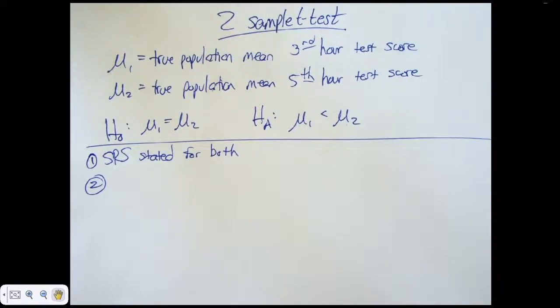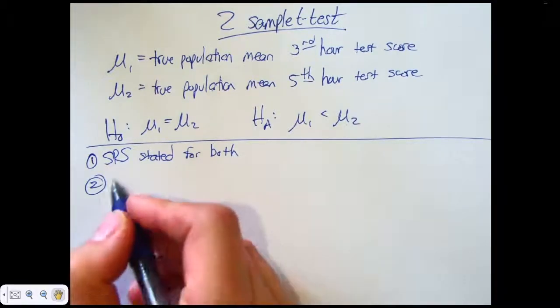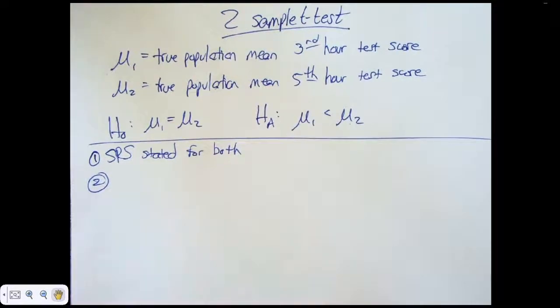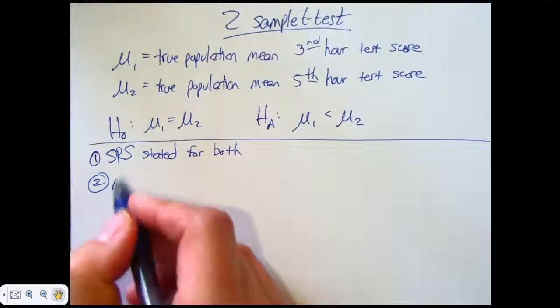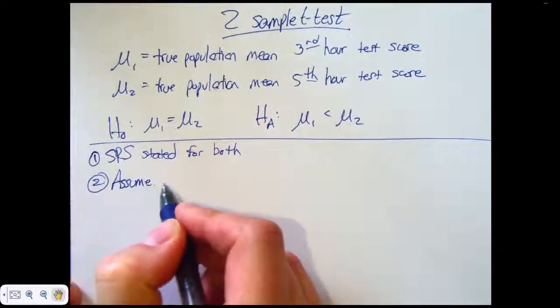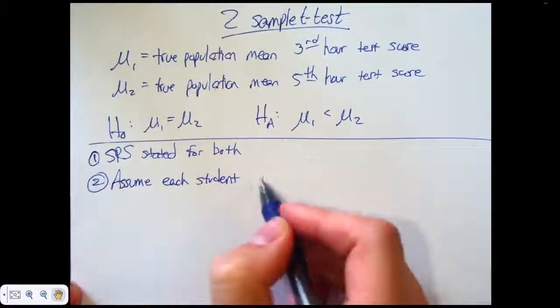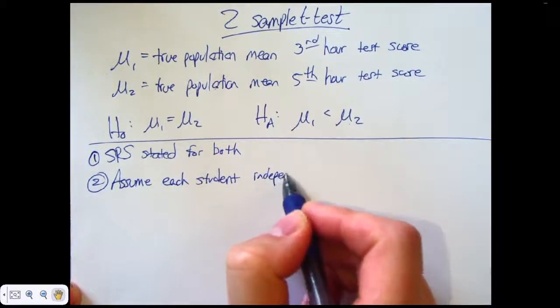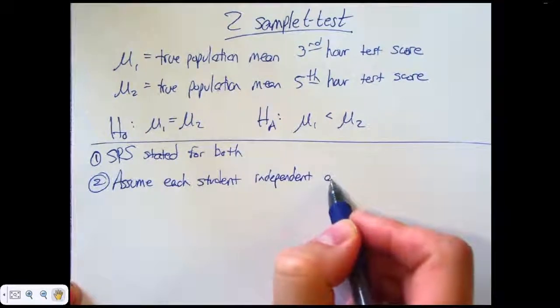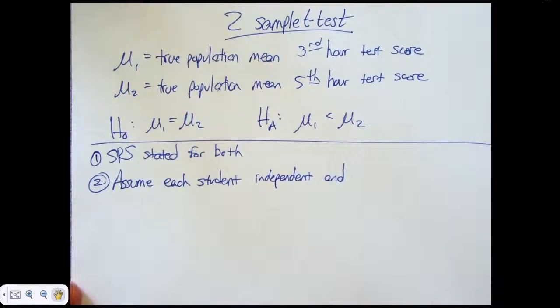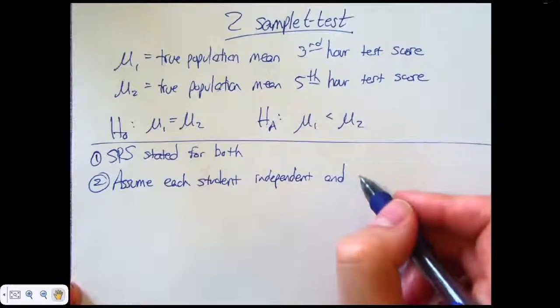And then I got to do independence and I got to do t-distribution. Doesn't really matter which is next, but let's do independence next. Are there really 300 people in my 3rd hour? No, so technically I shouldn't be doing the 10% thing, and I would say assume each student independent, and what else? Each class independent, yeah.